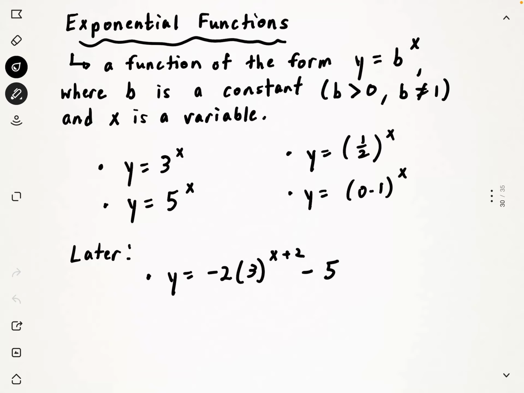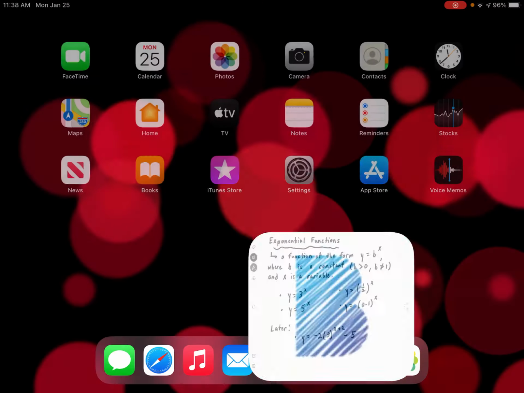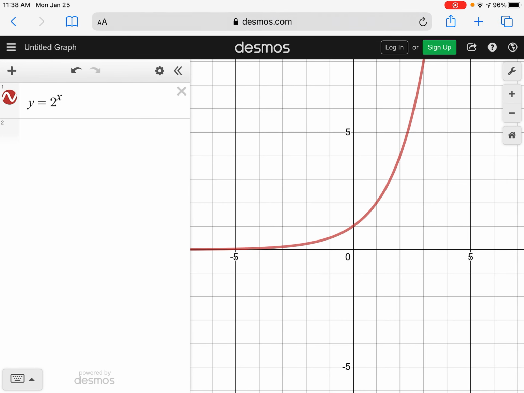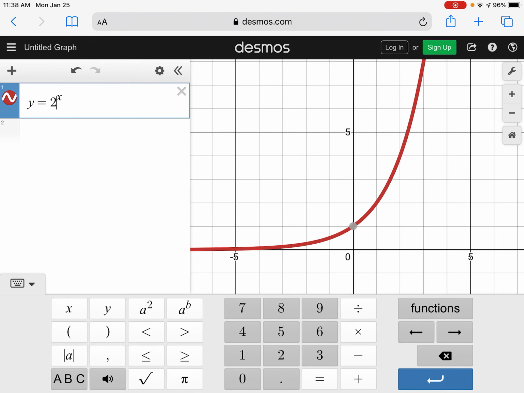Right now we're just going to take a look at what some of these graphs will look like on Desmos. I just have one function right here. It's y is equal to 2 to the x. And then we're going to compare what happens if I change that value of 2 into other numbers. They have to be greater than 0, and they have to be not equal to 1. So let's try 3 to the x, 4 to the x, and see what happens.